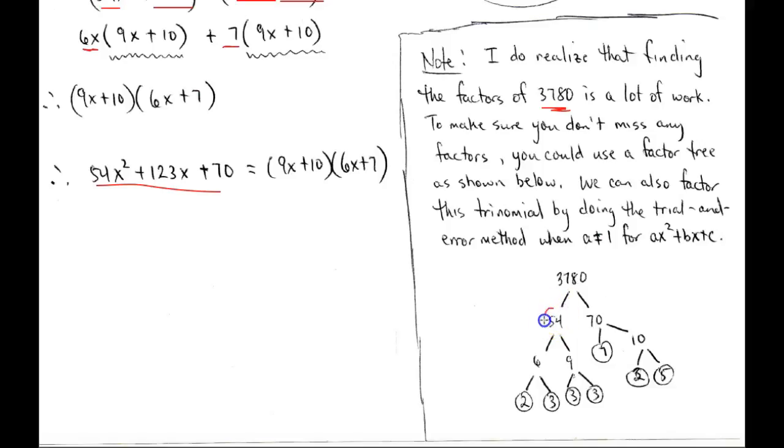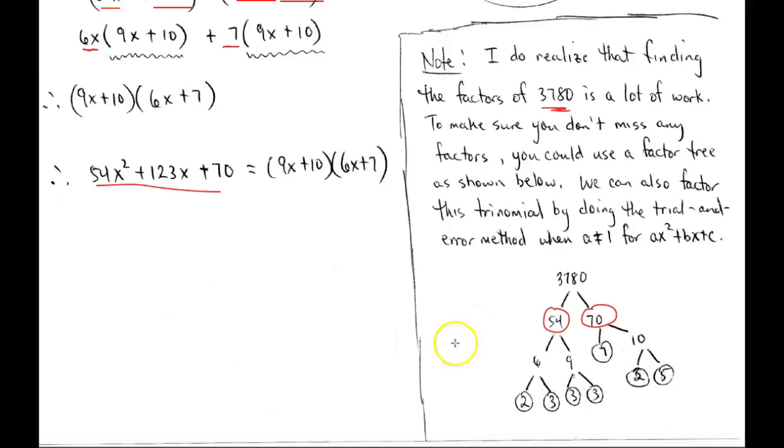So if we use a factor tree, we know that 3,780 is going to be 54 times 70, because that was kind of what was given to us. Now, if we break down 54 into its factors, we see that 54 is 6 times 9, and of course 6 is 2 times 3, and 9 is 3 times 3. We do the same thing with 70. 70 is 7 times 10, and 10 is 2 times 5. So we want to break everything down into what we call a product of prime numbers.